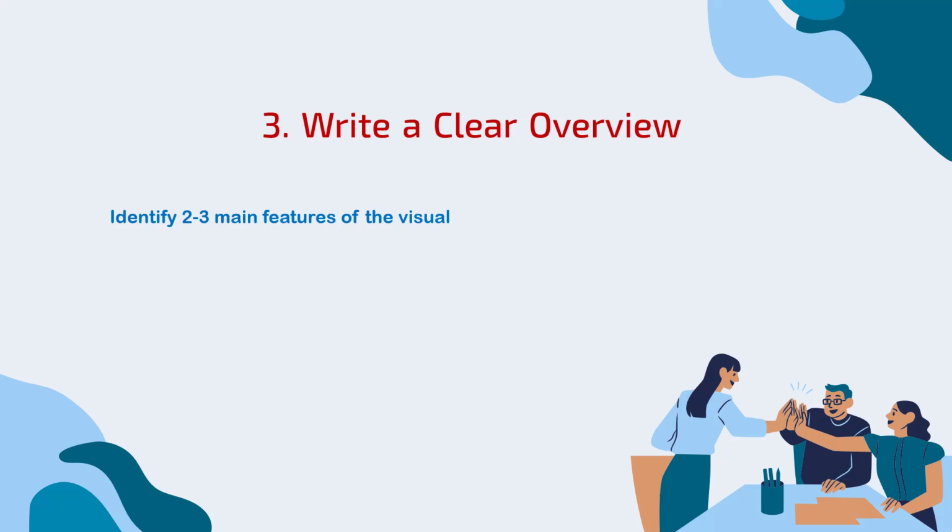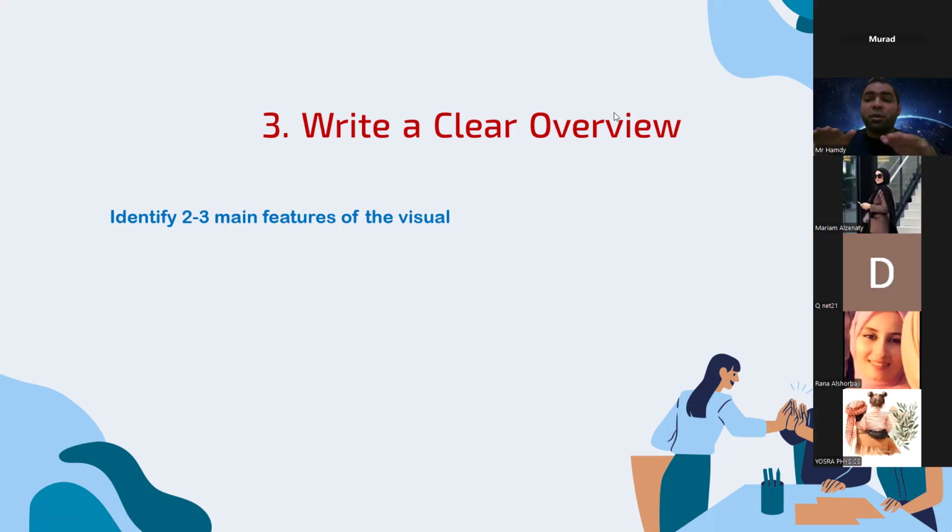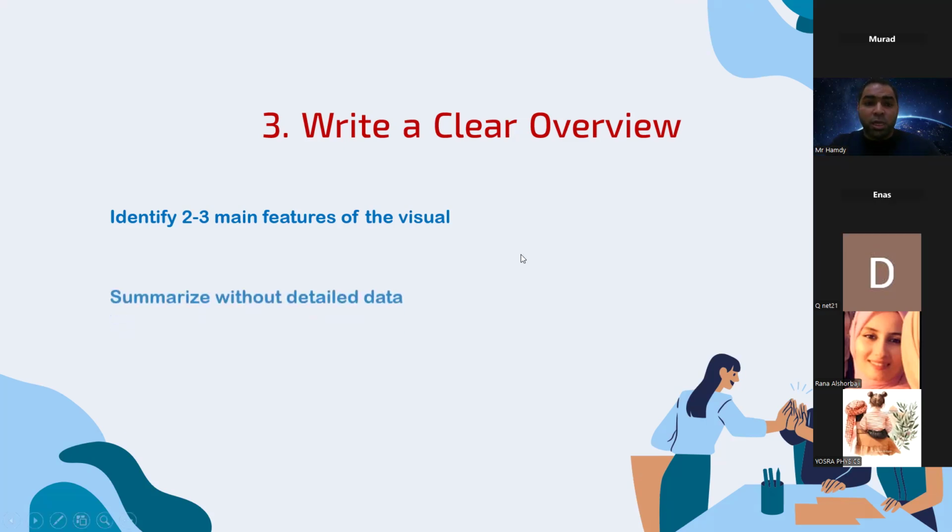Thank you, Rana. So Rana could find two to three main important features. She found the highest one and the lowest one, and she found where they were the same, in the middle. This is what we mean by identifying two to three main features, and this is what we will do, inshallah. Okay, let's go with summarize without detailed data.